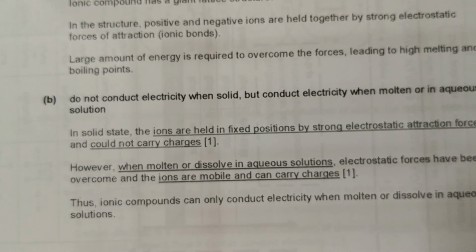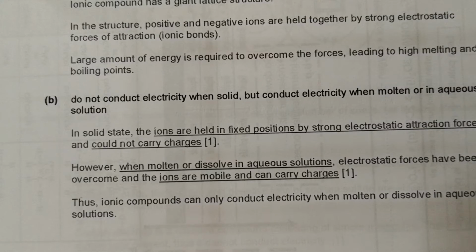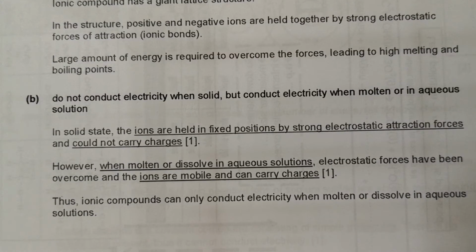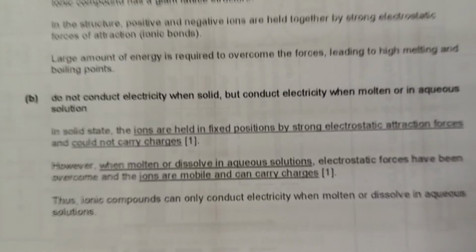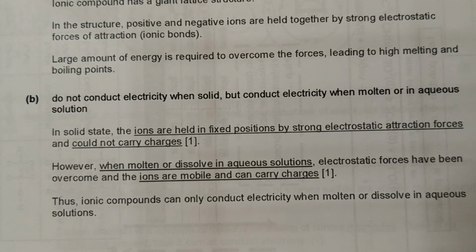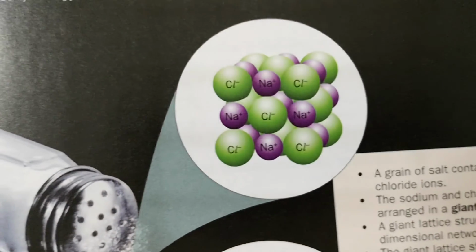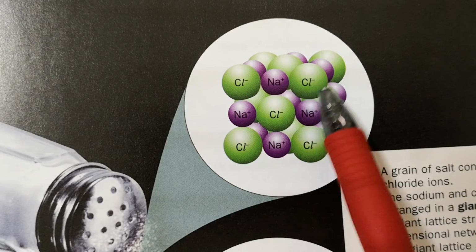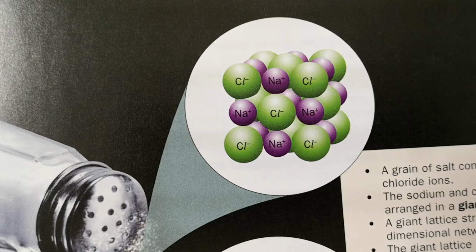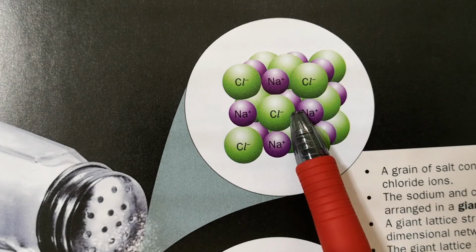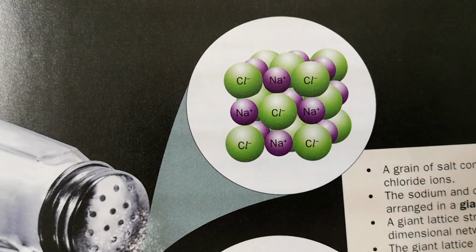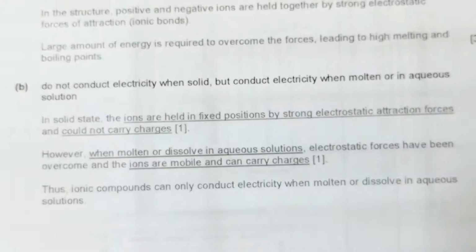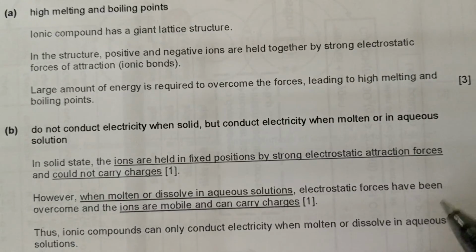What is different is this one. Why do ionic compounds not conduct electricity when solid, but conduct electricity when molten or aqueous? In order for an ionic compound to conduct electricity, the ions must be free to move around, because the ions are the particles that can carry the charges. If the ionic compound is solid, all these Cl minus and Na plus ions are not free to move around. So in solid form, ionic compounds do not conduct electricity. But when they are molten or aqueous, what is the meaning of molten? Molten means melted.